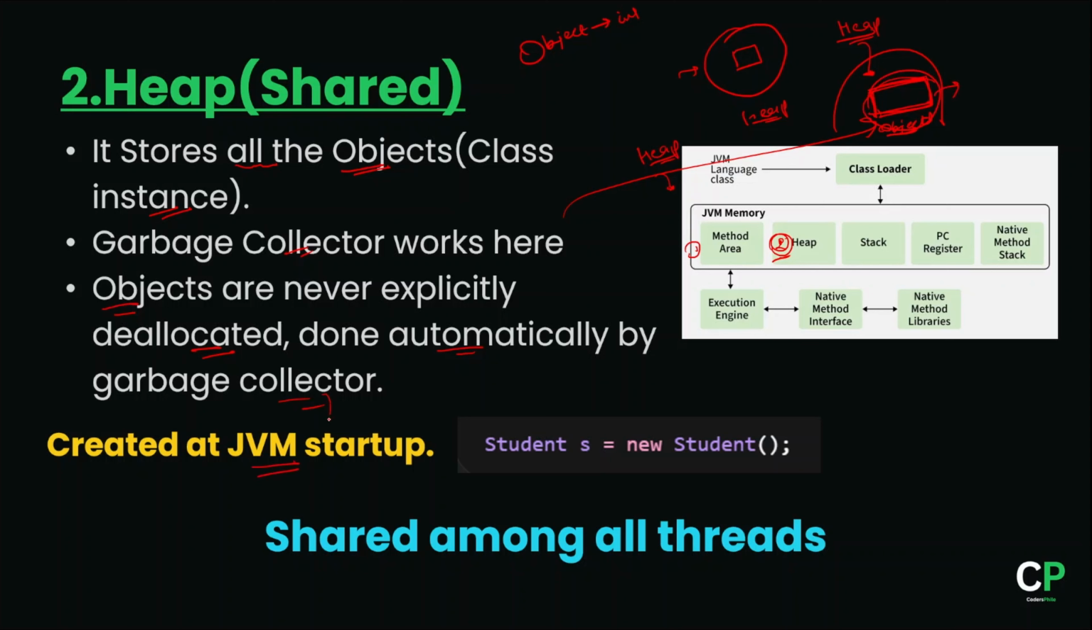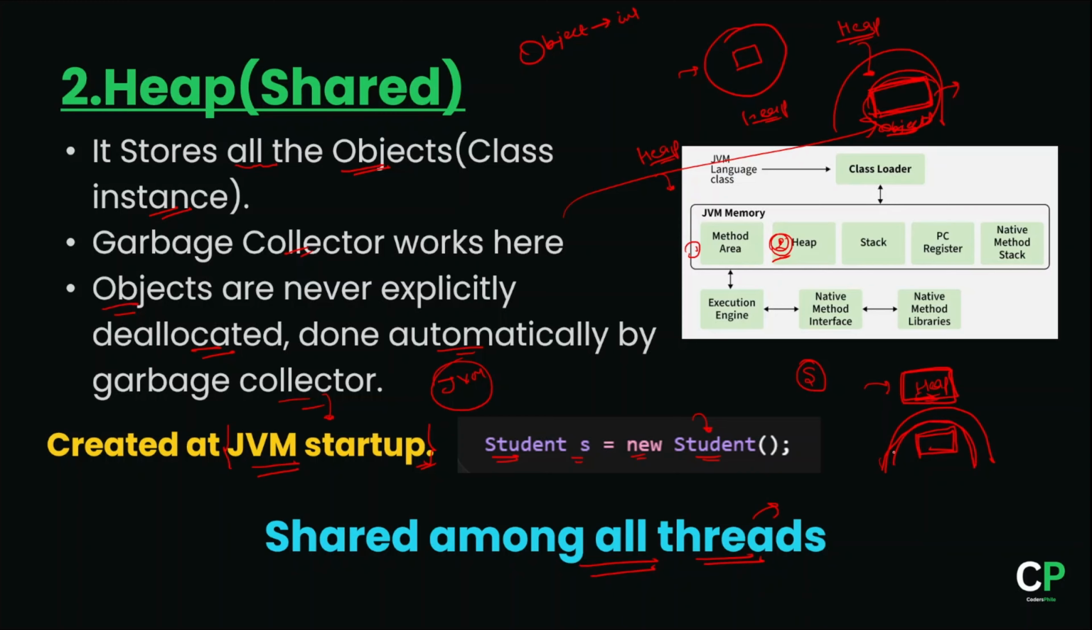And this heap is created at JVM startup. For example, if we write Student s = new Student, that is the way of creating a new object in Java. So what happened? A new object is created in the heap memory, and this heap memory is also shared among all the threads in the program.